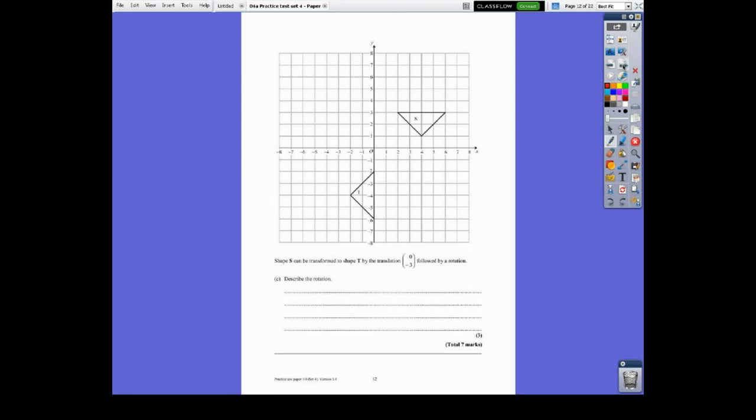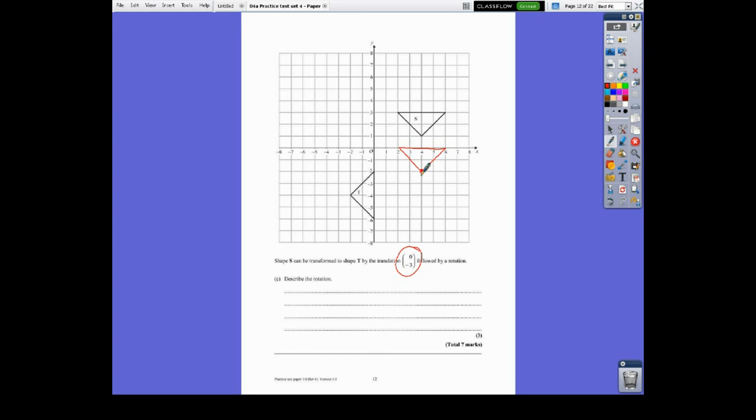Shape S can be transformed to shape T by a translation of 0, minus 3, followed by a rotation. Describe the rotation. Well, the first thing we want to do is translate the shape by the vector 0, minus 3. The top number is left and right, and the bottom number is up and down. So basically the shape has moved 3 down. And if we draw that in exactly how it was, it will go to there. So that's where it would be translated to.